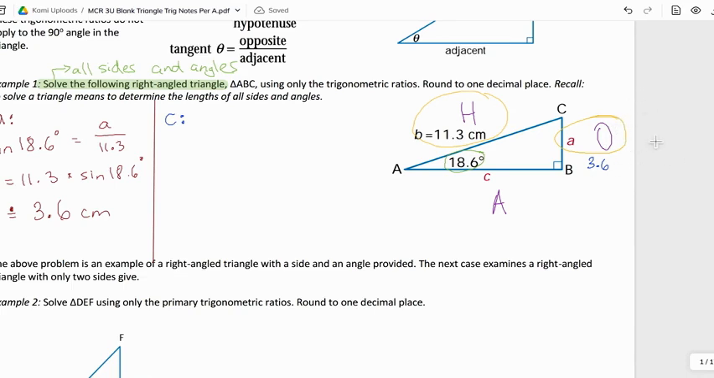So if I'm using 3.6, I'm already using a number that is not exact. So that means my answer will be even less exact, right? It's going to be approximate to start with, but now it's going to be double approximate. So if possible, use the information that is given from the start because that is more accurate. Does that make sense? So in this case, I'm using A and H, and that's cosine. So I'll write cosine 18.6 equals side C over 11.3.